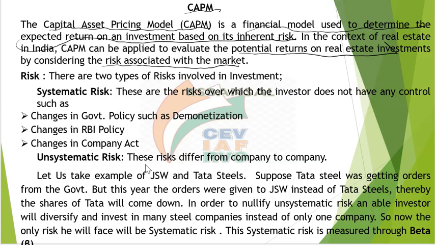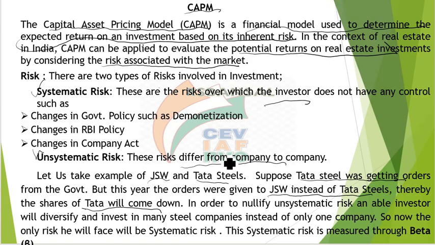Unsystematic risk: these risks differ from company to company. Systematic risks are the same for all the companies, but unsystematic risks differ from company to company. For example, take JSW and Tata Steel. Suppose Tata Steel was getting orders from the government, but this year orders were given to JSW instead of Tata Steel. Thereby the shares of Tata will come down.